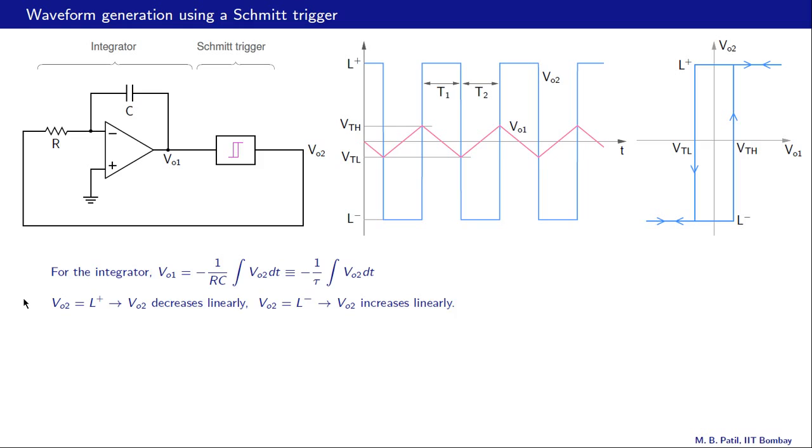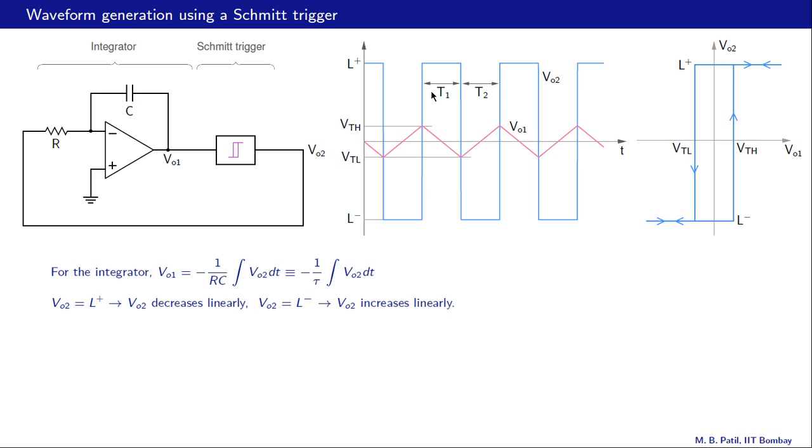Let us look at how this circuit works. Let us start with the integrator. For the integrator, we have VO1, which is the output, equal to minus 1 over RC integral VO2 dt. VO2 is the input for the integrator, and we rewrite that as minus 1 over tau integral VO2 dt. If VO2 is positive, VO1 will decrease, and if VO2 is negative, then VO1 will increase, and that is because of this negative sign.